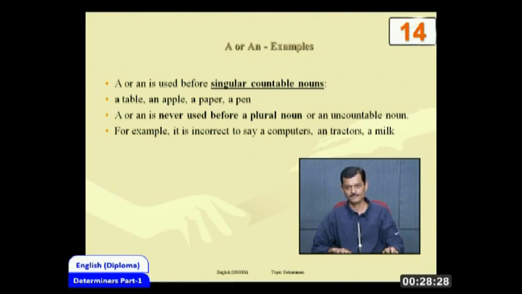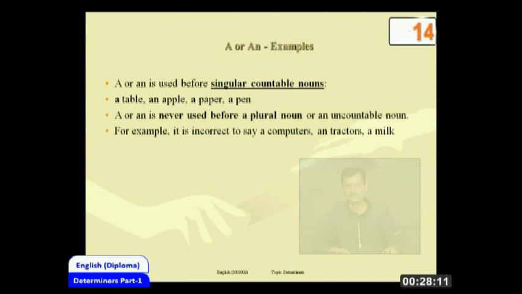A pen. Again, pen is a singular countable noun. You can count the pens. Here, pen doesn't have an S or ES suffix at the end, and that's why it's a singular, countable noun. And before it, we put article A because it's a consonant sound.